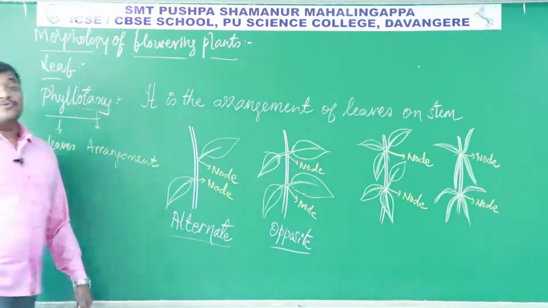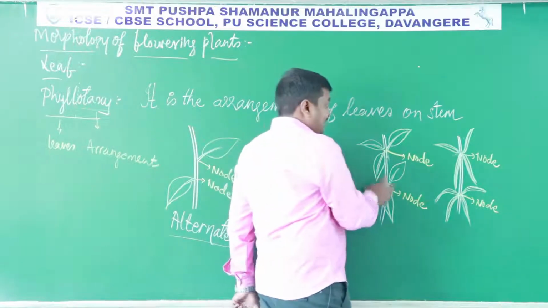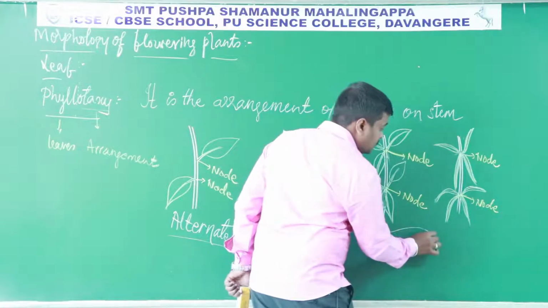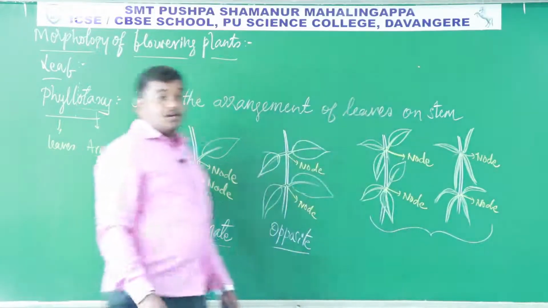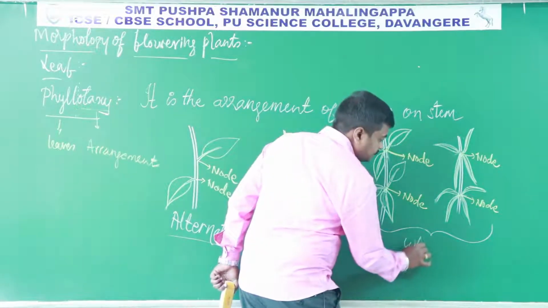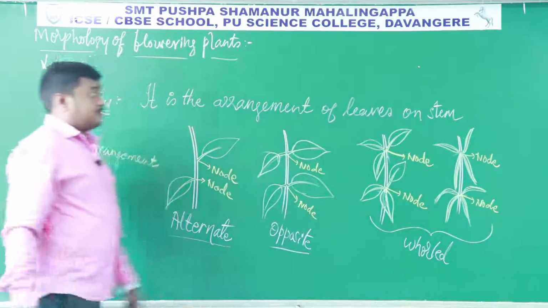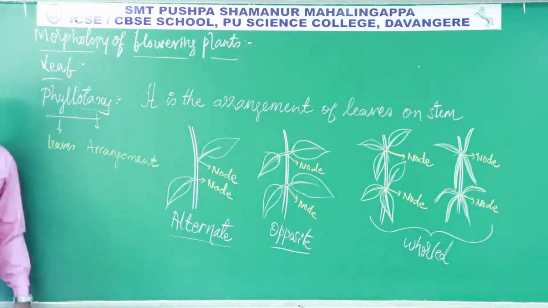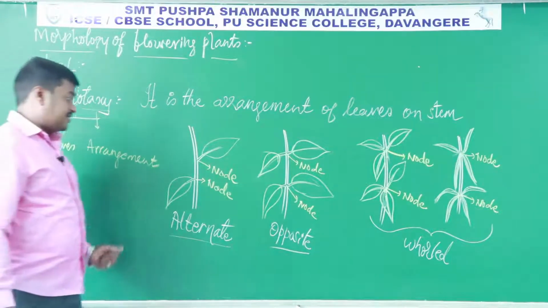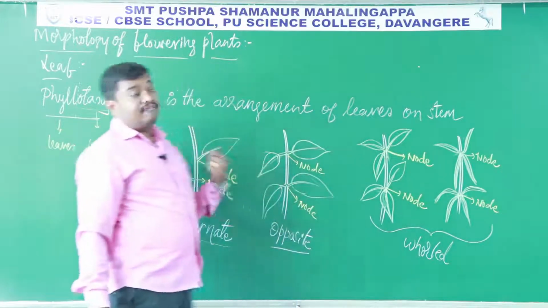Called as opposite phyllotaxy. And in this case, more than two leaves are produced per node. This type of phyllotaxy is called whorled. So based on how many leaves are produced per node, there are three types of phyllotaxy: alternate phyllotaxy, opposite phyllotaxy, and whorled phyllotaxy.